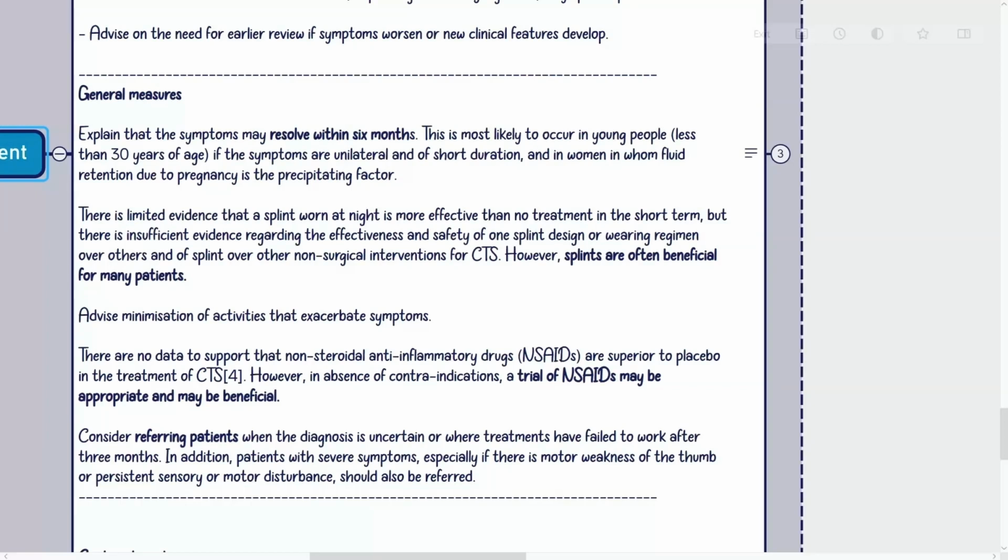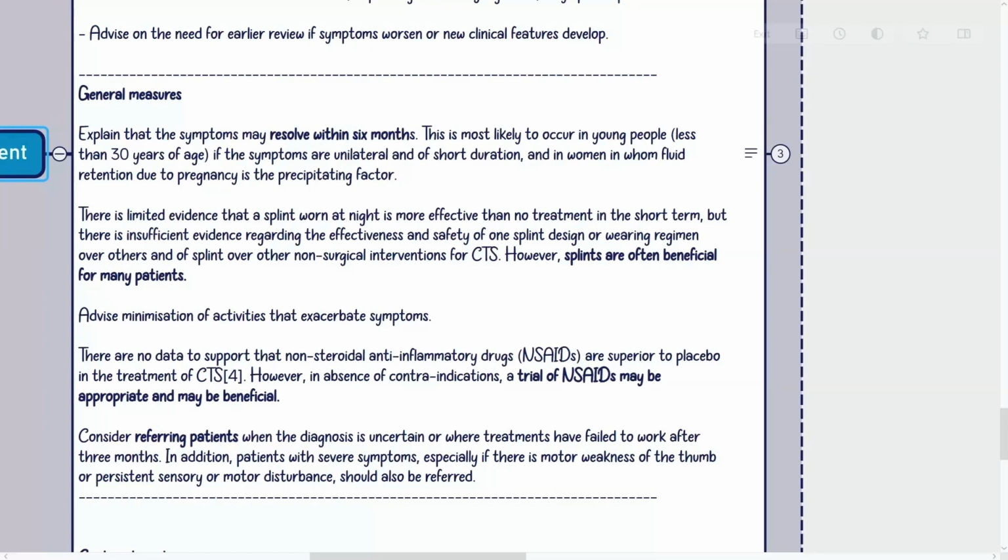There is limited evidence that a splint worn at night is more effective than no treatment in the short term. But there is insufficient evidence regarding the effectiveness and safety of one splint design or wearing regimen over others and of splint over other non-surgical interventions for carpal tunnel syndrome. However, splints are often beneficial for many patients. Advise minimization of activities that exacerbate symptoms.